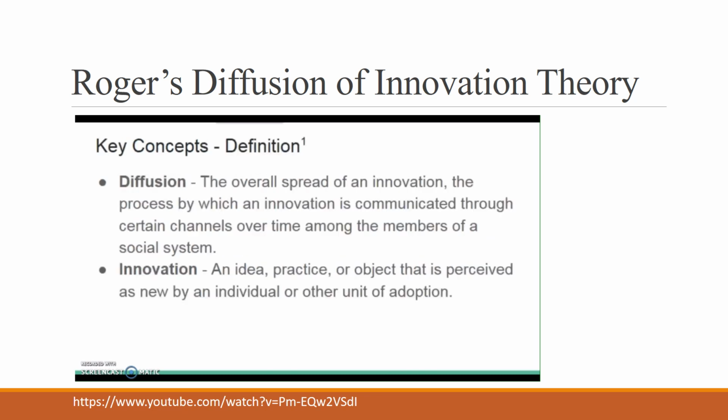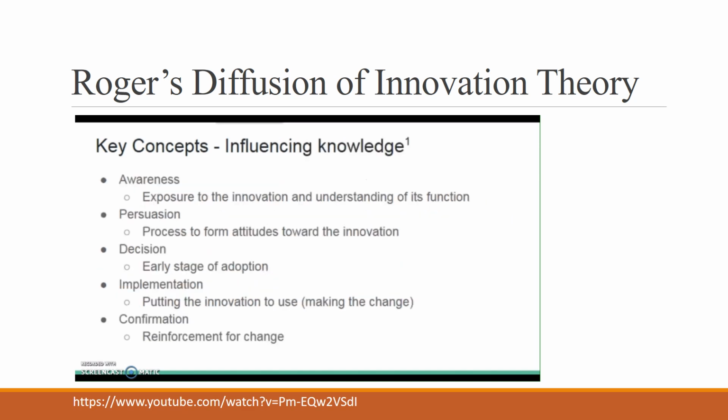The theory of diffusion of innovations is defined as the overall spread of an innovation, the process by which that innovation is communicated through certain channels, again, over time among members of a social system. Innovation is defined as the idea, the practice, the object that is perceived as new by an individual or other unit of adoption. So again, when we talk about innovations and awareness on the next slide, it's how is this different than something before? So what influences knowledge?